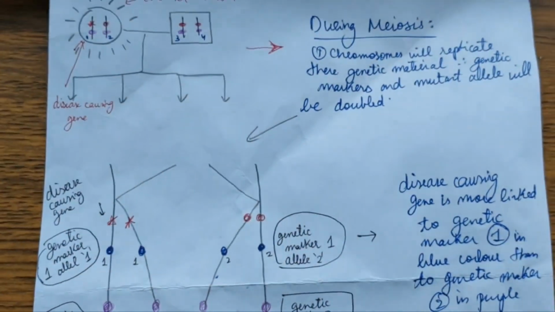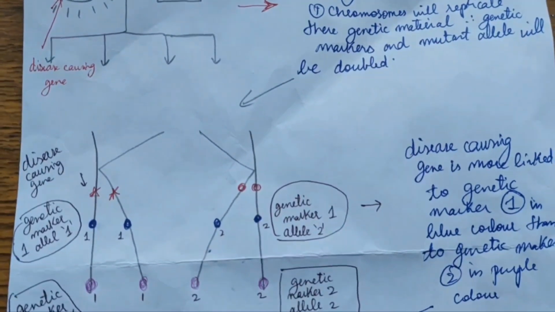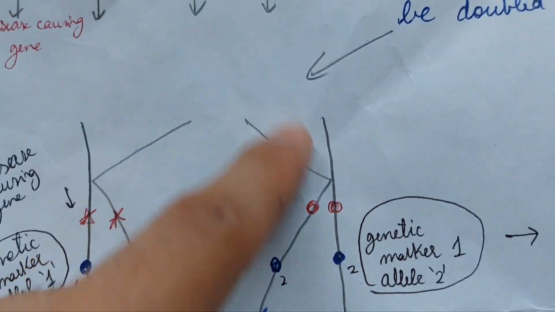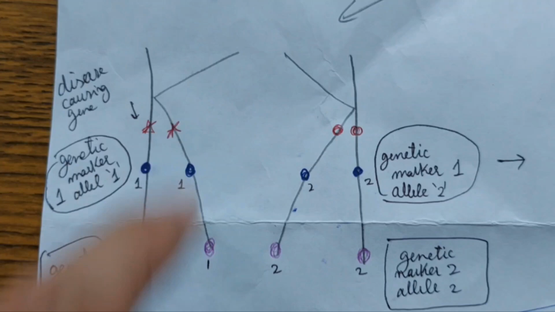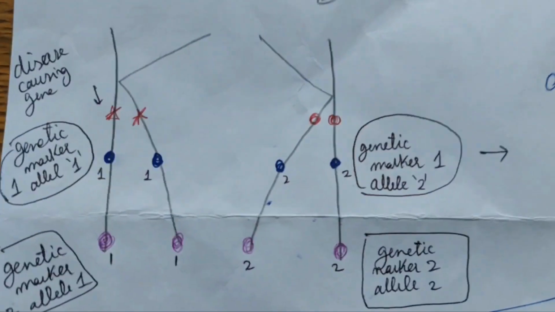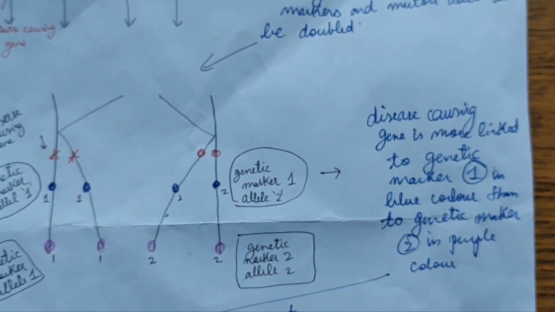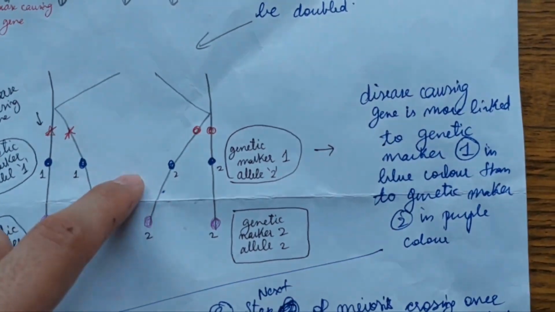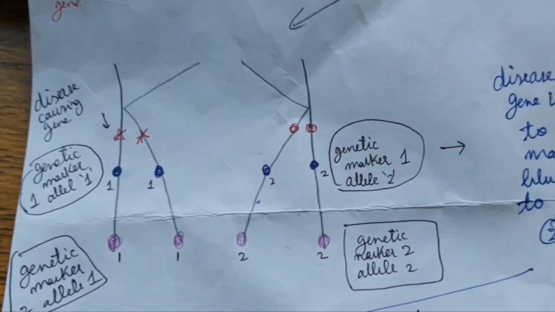So what happens during meiosis, as I told, the chromosome will replicate the genetic material and genetic markers, and the mutant allele and the normal alleles will also be doubled. So here during meiosis there was replication of the chromosomal material. So here is the replicated chromosome. This disease causing gene will also be replicated, whereas the healthy gene will also be replicated. Now here we can say that the disease causing gene is more linked to genetic marker number 1, which is in blue color, as compared to genetic marker number 2, which is in purple color.